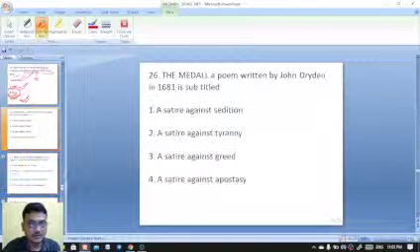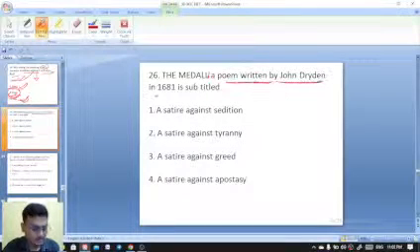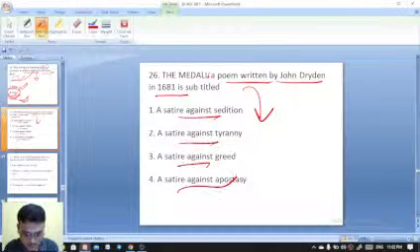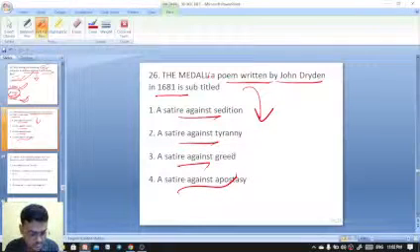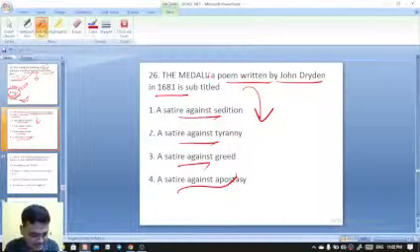The Medal. Okay. A poem written by John Dryden in 1681 is subtitled as. And without thinking so much, I was just watching the India versus Bangladesh match, and I just answered that question. Whatever you told. Are you sure?